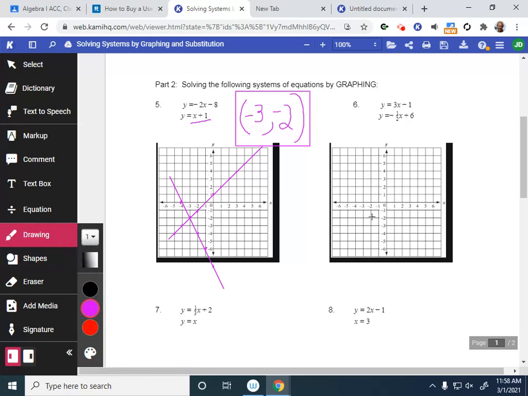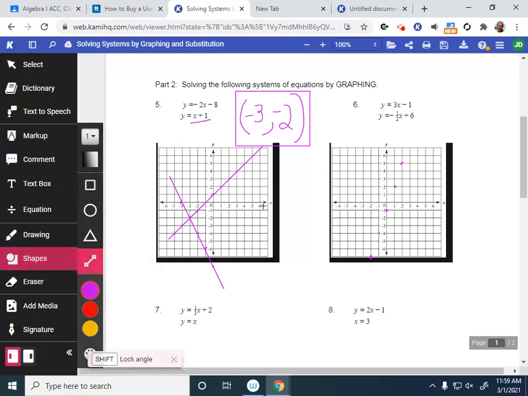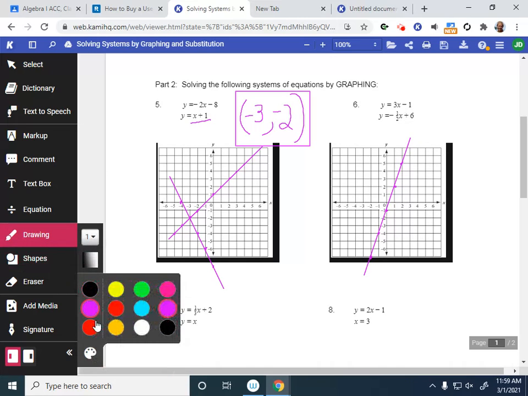So y equals 3x minus 1. So I have a y-intercept of negative 1. And I'm going to go up 3 over 1, up 3 over 1. If I want to get some points in the other direction too, I can always go down 3 over 1. So there's my first line. I'm going to graph it as best as I can. Now I've got the next one.